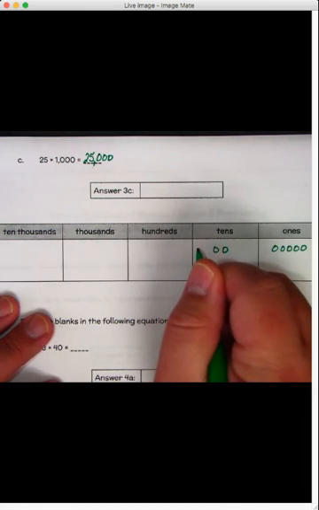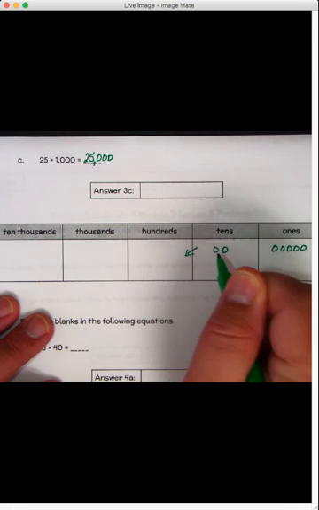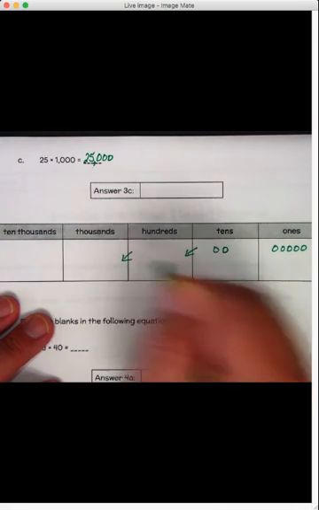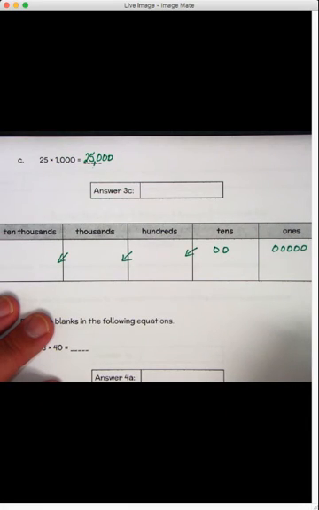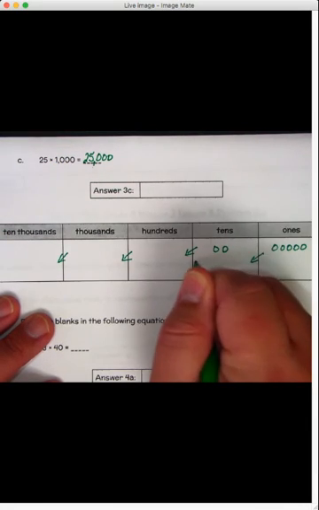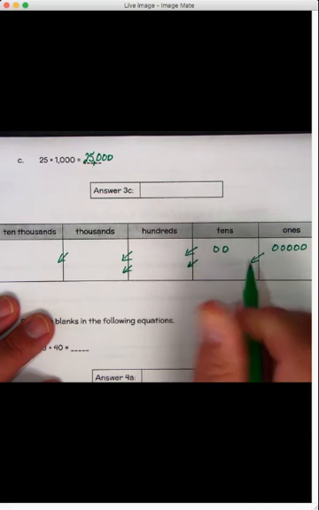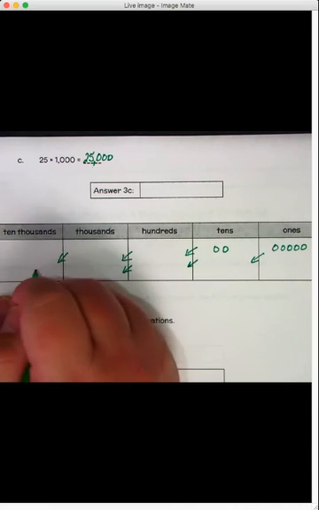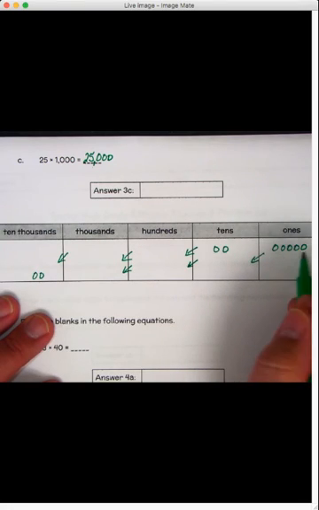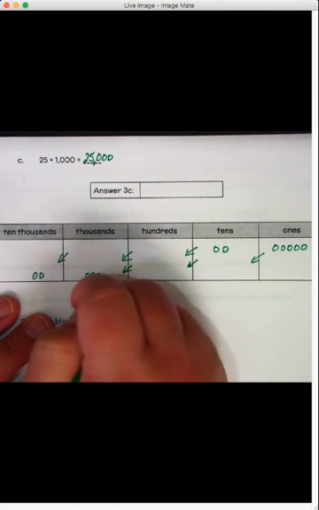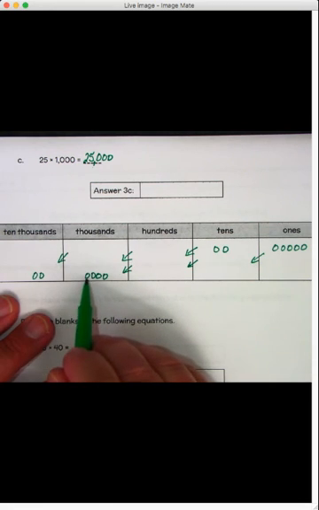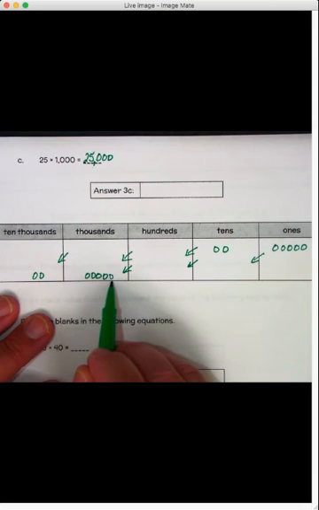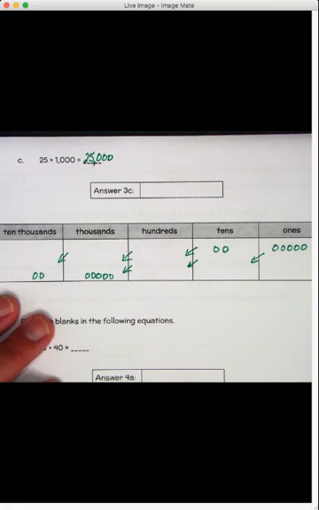Okay. So remember, moving it once is 10. Moving it twice is 100. Moving it 3 times is multiplying by 1,000. So we've got to move both of these numbers 10, 100, 1,000. So we're going to move those 2 tens all the way over here. We're going to move those 5 ones all the way over here. So 2 ten-thousands is 20,000, and 5,000, 25,000. That's what we got.